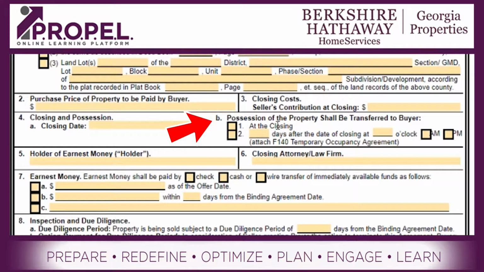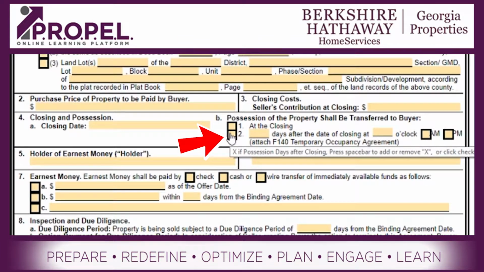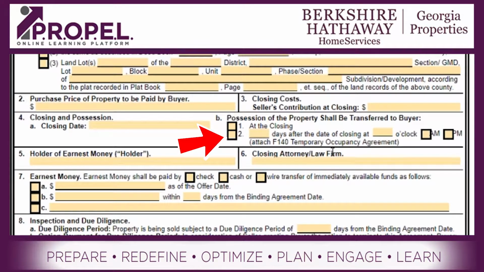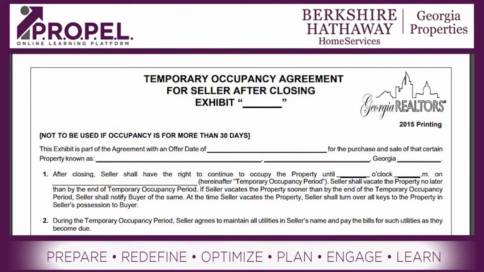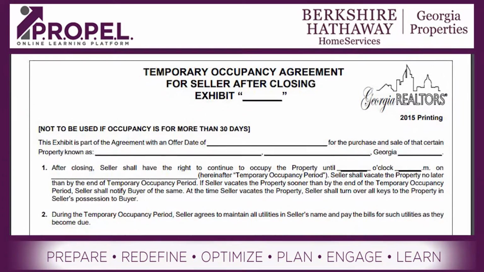B is your possession of the property. This is going to be when that buyer actually takes possession of the property, when the seller has to be out. If your buyer wants them out at the closing table, then you're going to check box number 1. If the seller is going to be staying for any amount of time past the closing, then you will check 2. If that seller is going to stay for any reason after the closing, you want to make sure you attach F-140, the temporary occupancy agreement for the seller after closing.